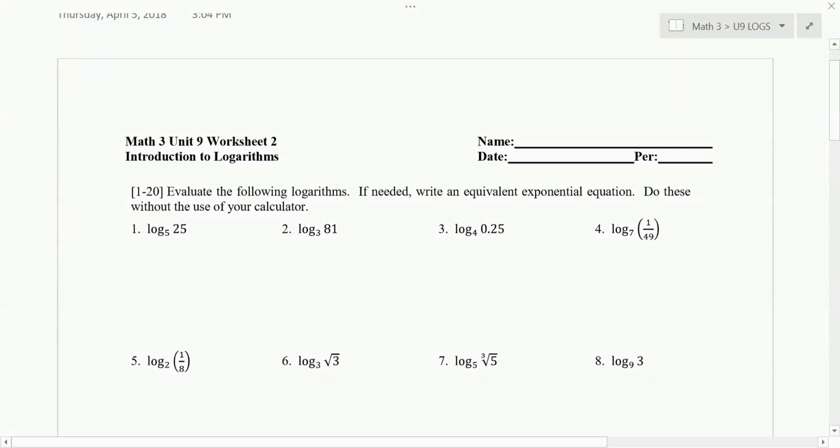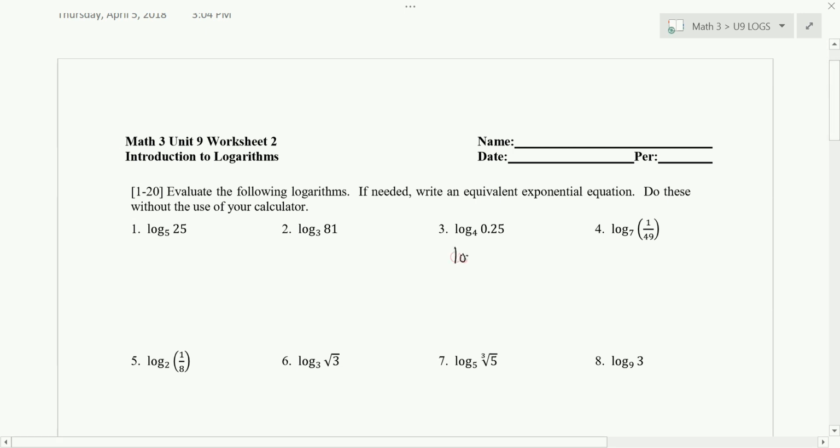I'm going to go over a couple questions from the Math 3 Unit 9 Worksheet 2. I'm going to start with number 3. So if you have a decimal, change it out of decimal form to a fraction. If your decimal has two decimal places like we have here, then it'll be 25 over 100. If there's one decimal place, it would be 1 over 10. Three decimal places, you make it over 1,000.